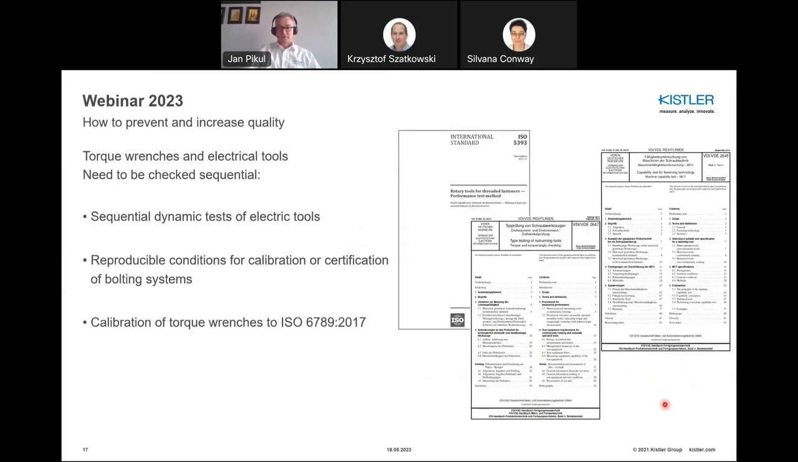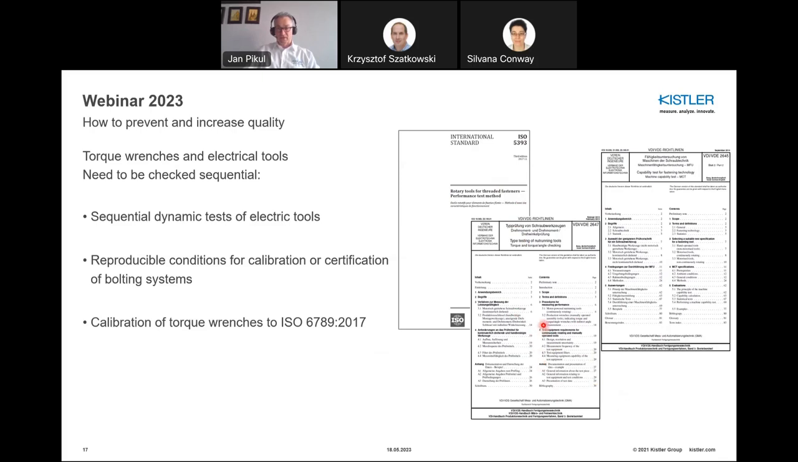Here, I want to say a few words about the standards. There are some international standards which support us as engineers in how the process should be tested, especially focused on torque tools. On this slide, we can see the standards explaining how to test tools. The first one, ISO 5393, describes the testing of rotary tools.